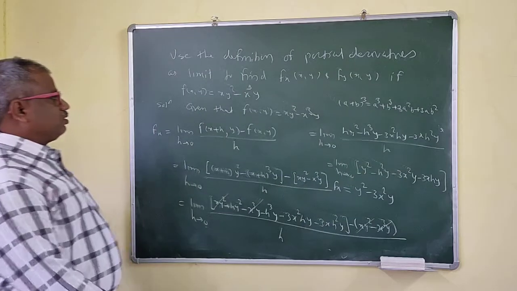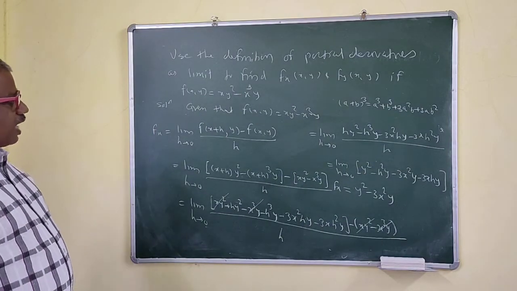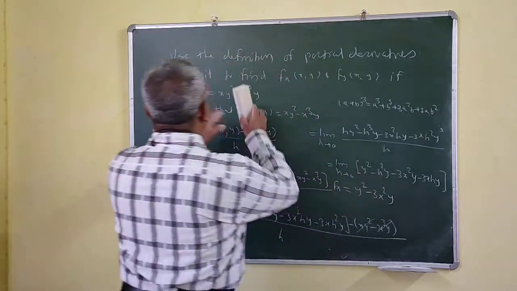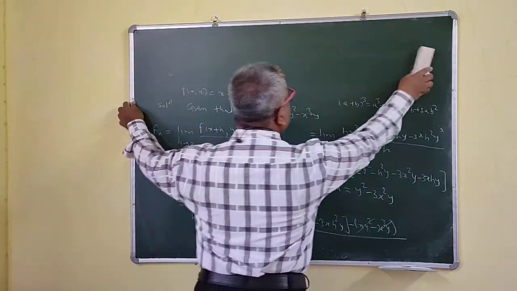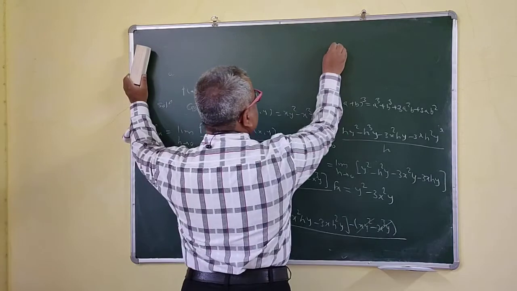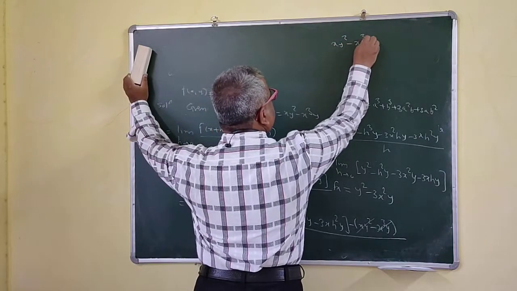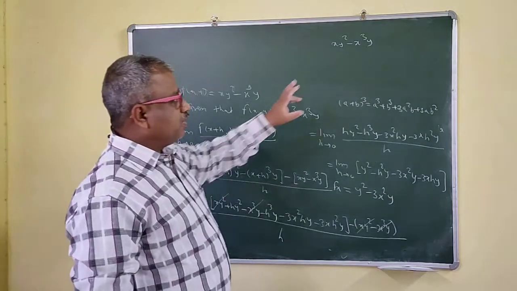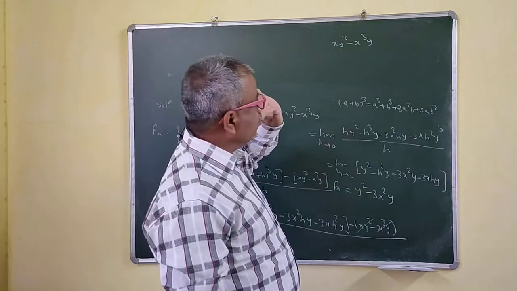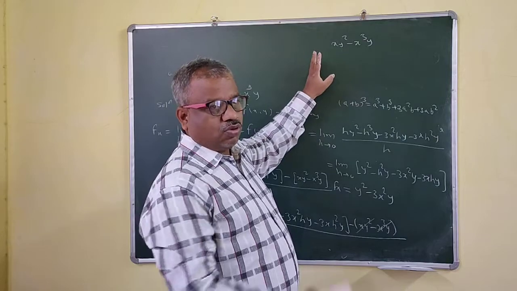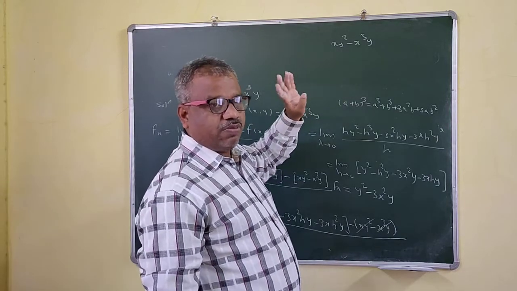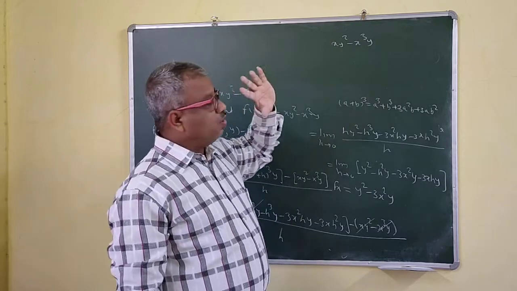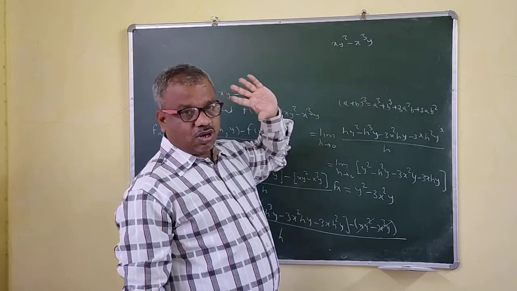Now how to check whether your answer is correct or not? Now see, what is your function? Your function is xy square minus x cube y. We have to differentiate this with respect to x. That means this is just like a single variable function. So what you have to do is keep all other variables other than x as a constant.